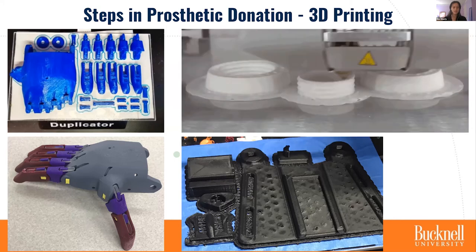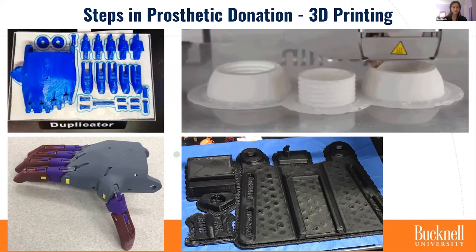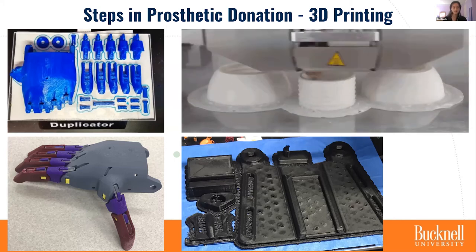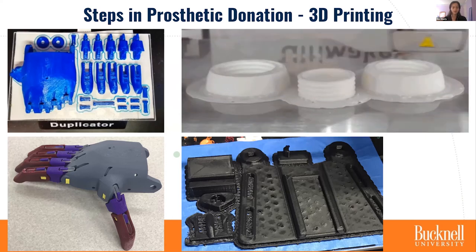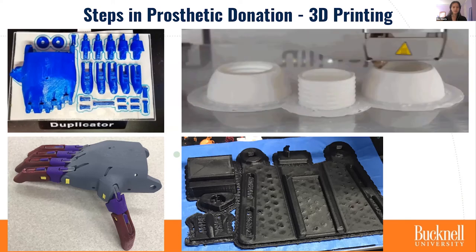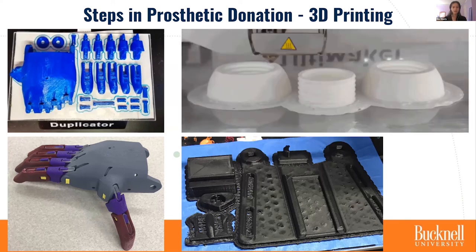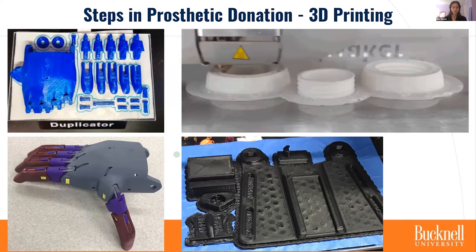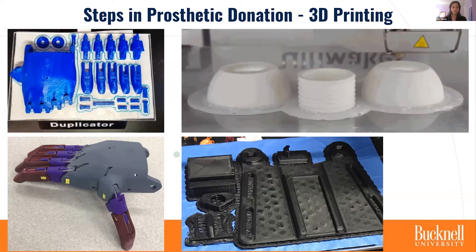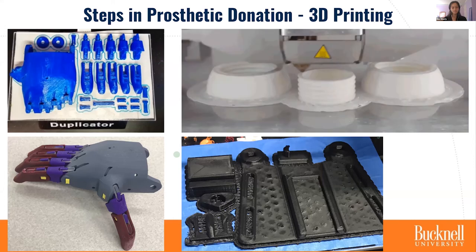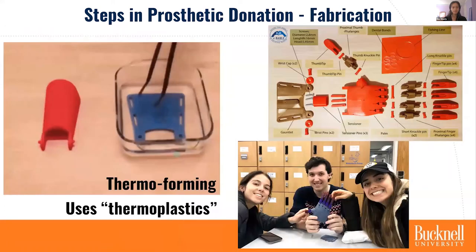3D printing itself is an additive process, which just means that the plastic that we're printing with is heated to a really high temperature, which makes it form almost a liquid. Then this hot liquid is extruded from the model, and layers of plastic are built on top of each other to build these parts. So through this process, we can create these prosthetic parts very quickly.